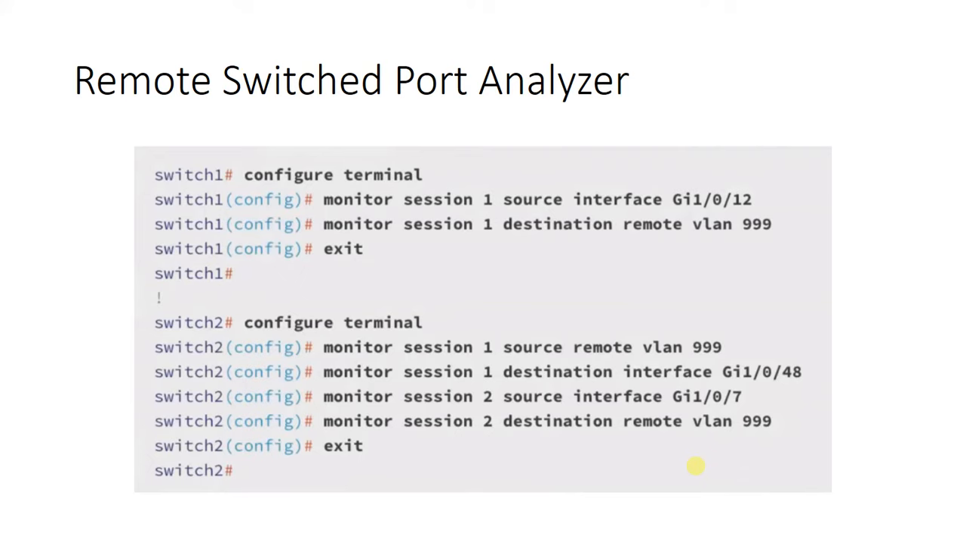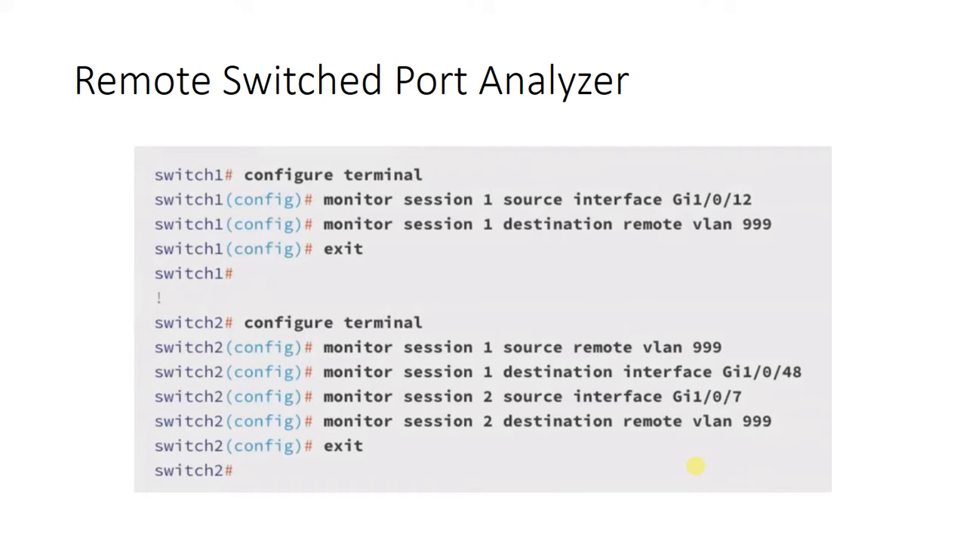Next, we will connect another RSPAN session from the local server to the capture device. You will type monitor session 2 source interface Gig 1/0/7 to connect the server to the RSPAN. And finally, you will enter monitor session 2 destination remote VLAN 999, which sends the traffic from the local server to the capture device.